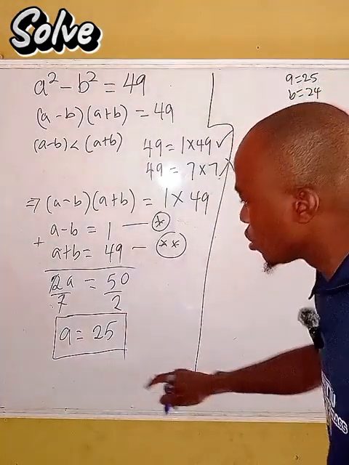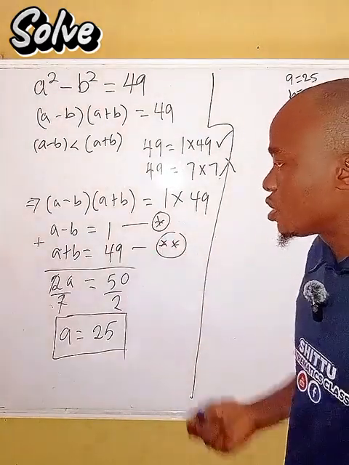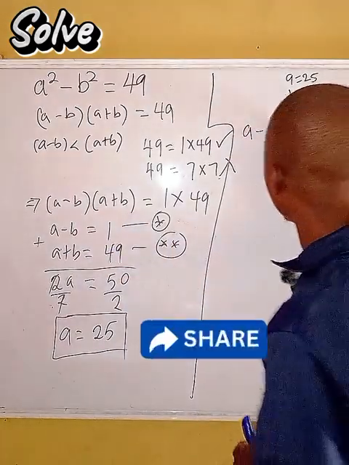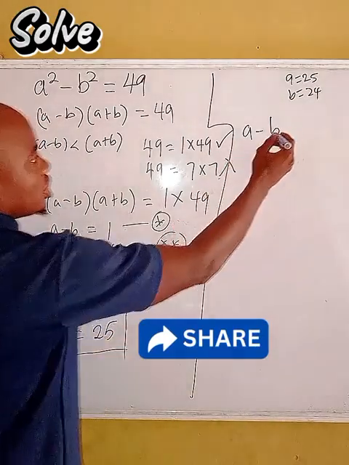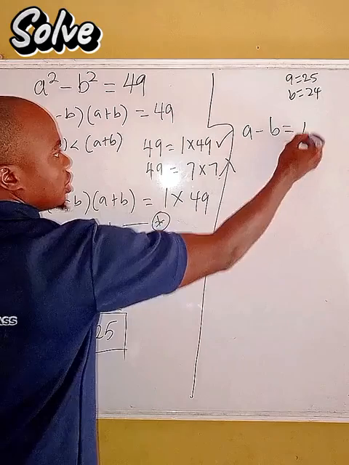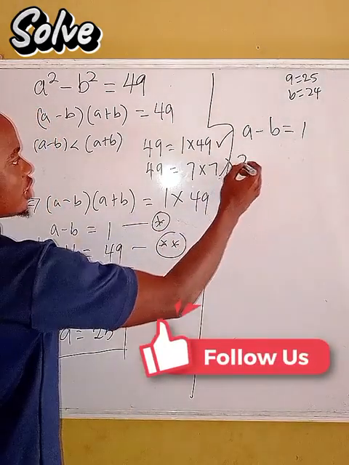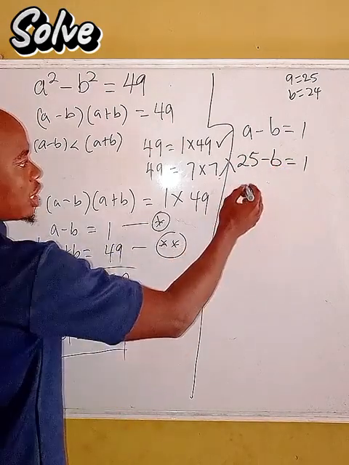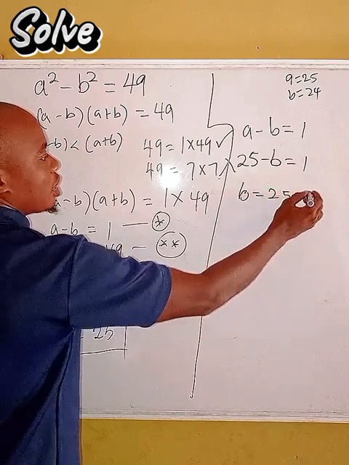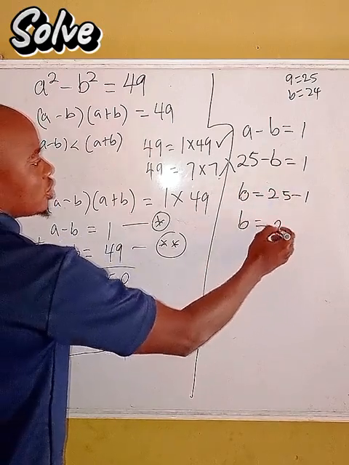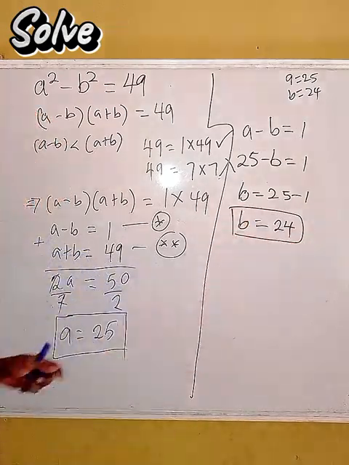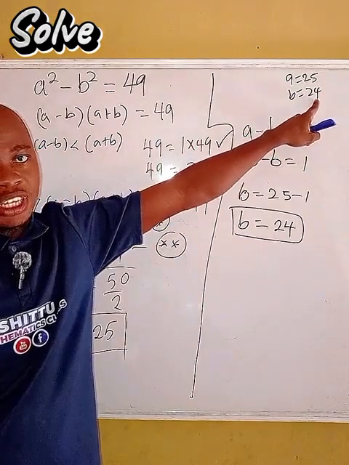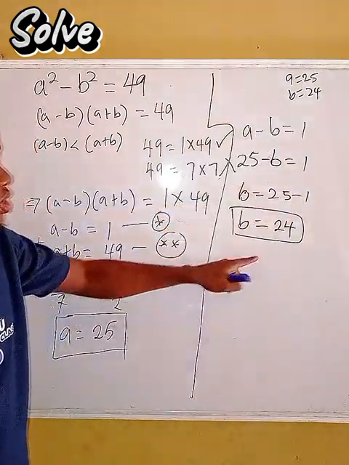Now, we're going to look at the second solution. Just pick any of these equations. I pick star because it's simpler than this. We have a minus b equals 1. Then what is my a? I got a to be 25. 25 minus b equals 1. Then try to make b the subject of the formula. b is going to be 25 minus 1. Then we have b to be 24. So you see, we have a to be 25 and b to be 24, as I have stated earlier. Okay, so that is the solution.